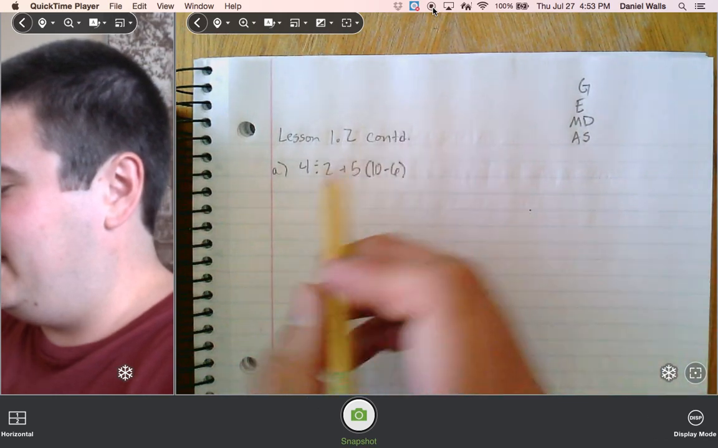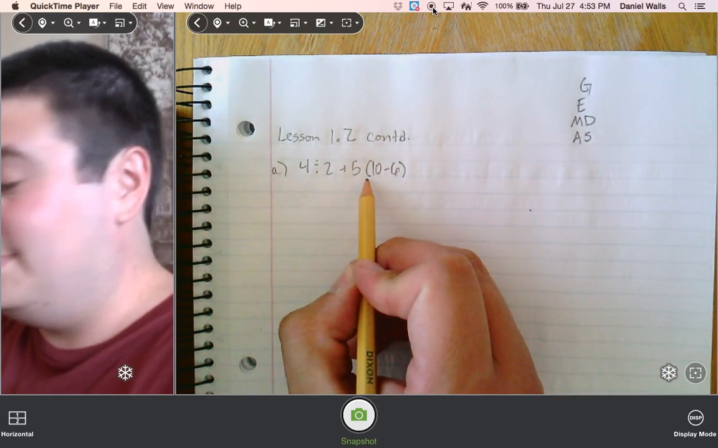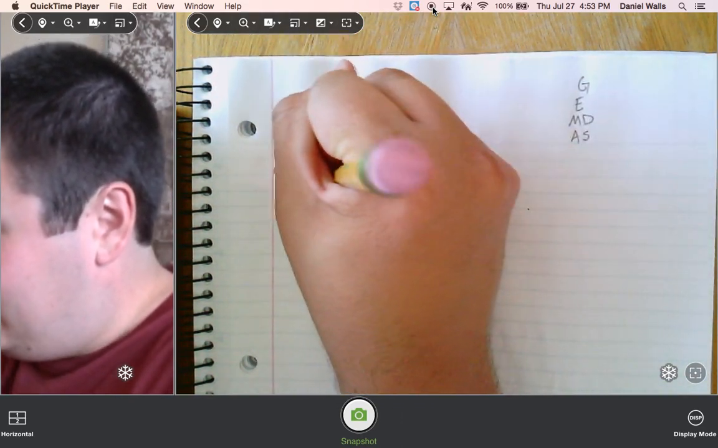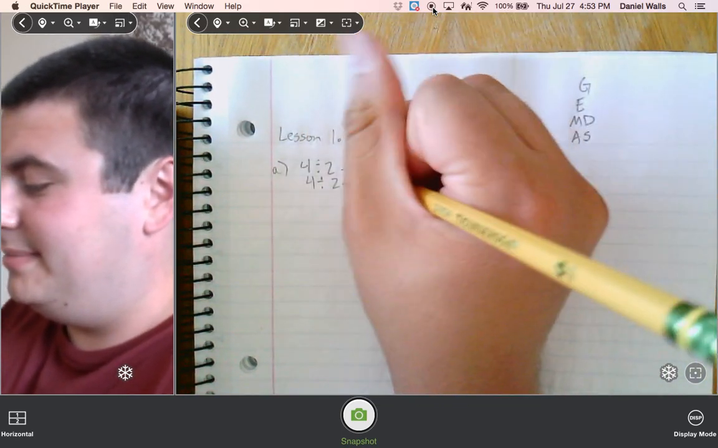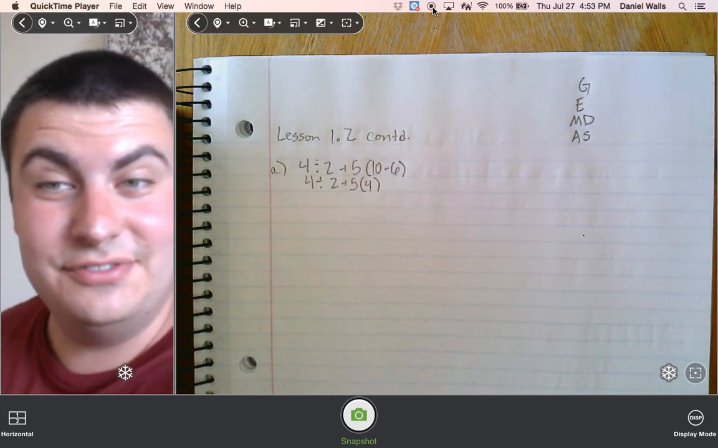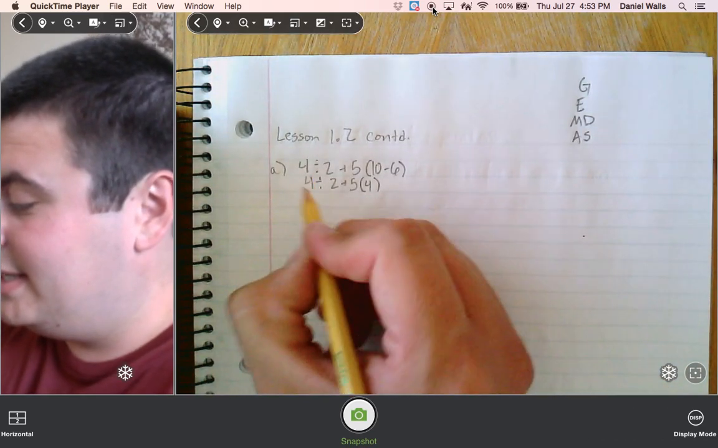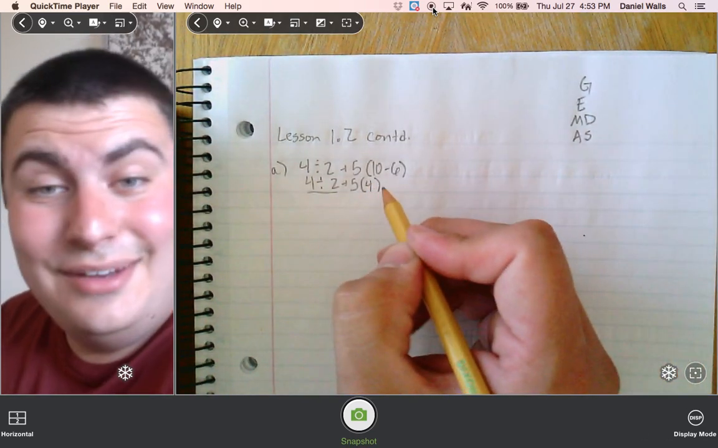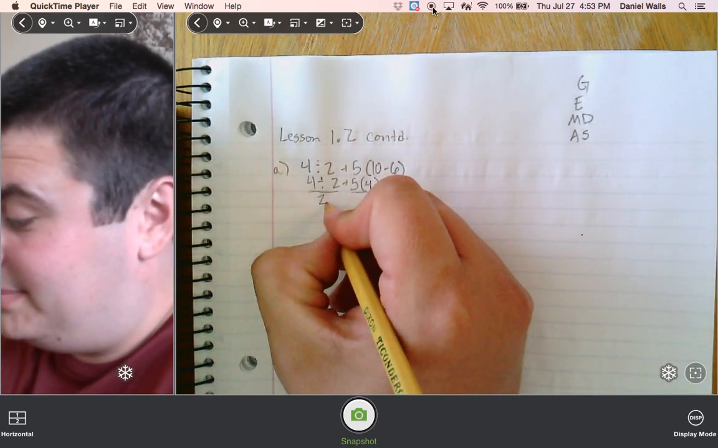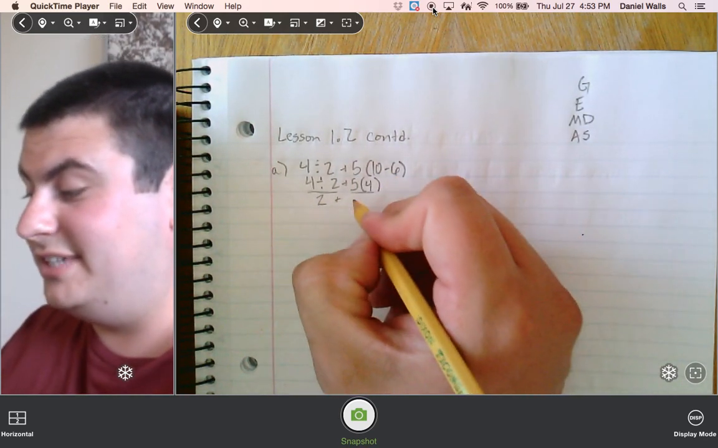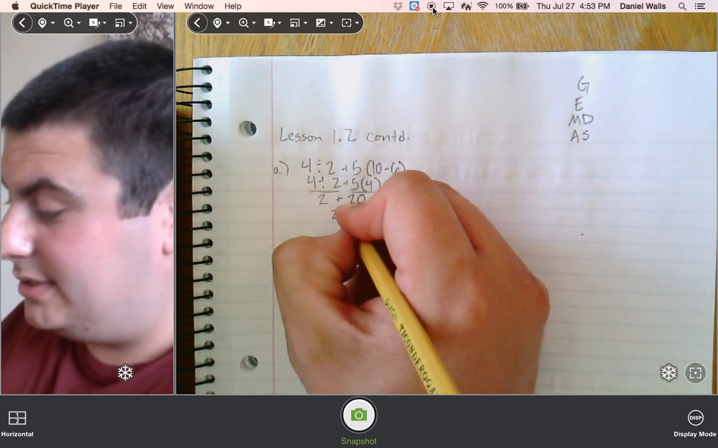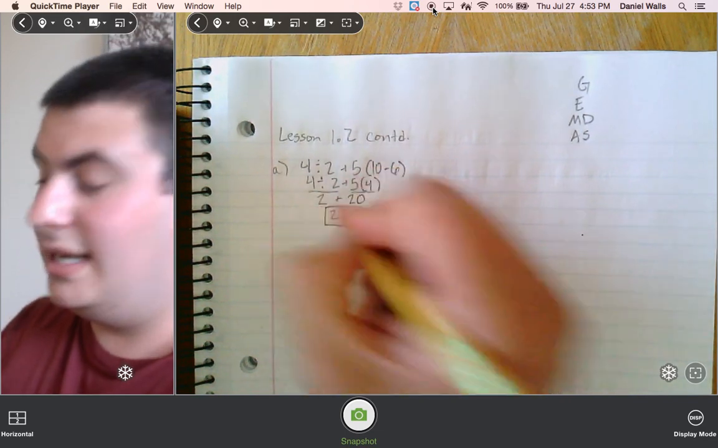So we're going to look first in our grouping. 4 divided by 2 plus 5 times the group, 10 minus 6. We're going to simplify that group. So we have 4 divided by 2 plus 5 times 10 minus 6, which is 4. Now we're going to do multiplication and division from left to right, since we don't have any exponents. So we're going to do 4 divided by 2, and we can also at the same time do 5 times 4. So 4 divided by 2, that becomes 2, plus 5 times 4, we have 20. 2 plus 20 equals 22. And there's our simplified value.